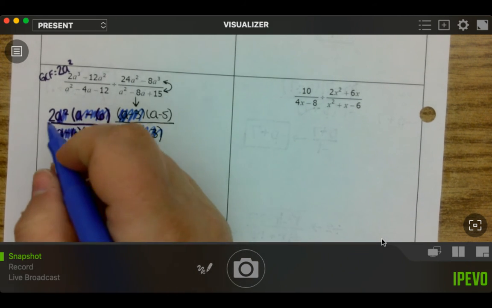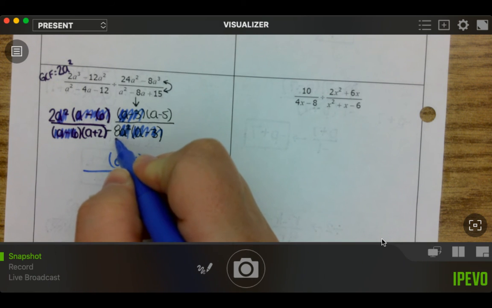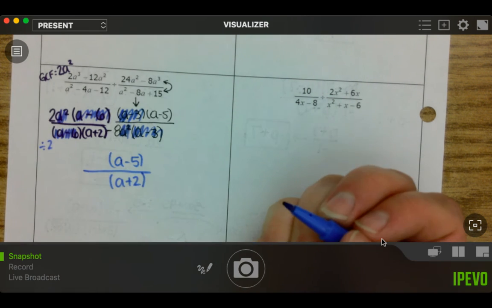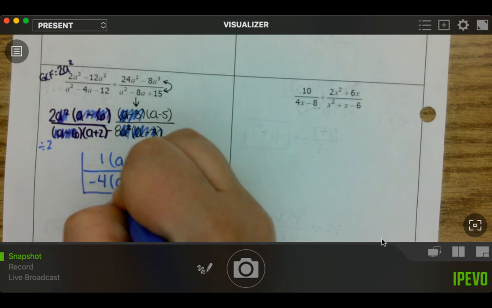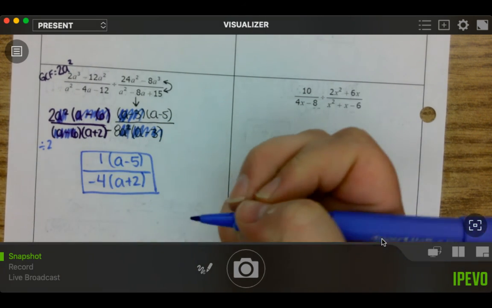But let's talk about 2 divided by negative 8. I can actually divide those both by 2, which leaves me with 1 over negative 4. And there you have it.